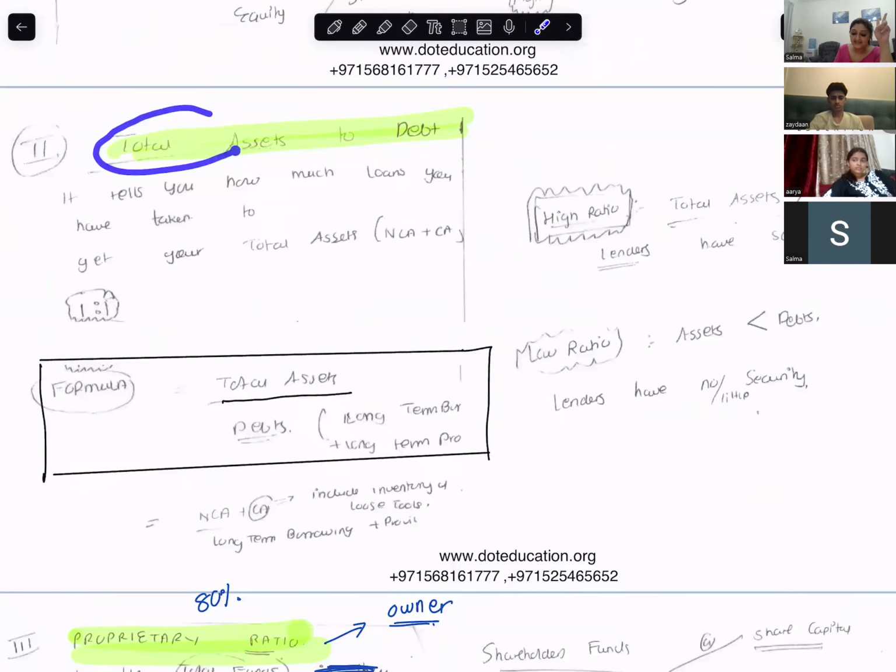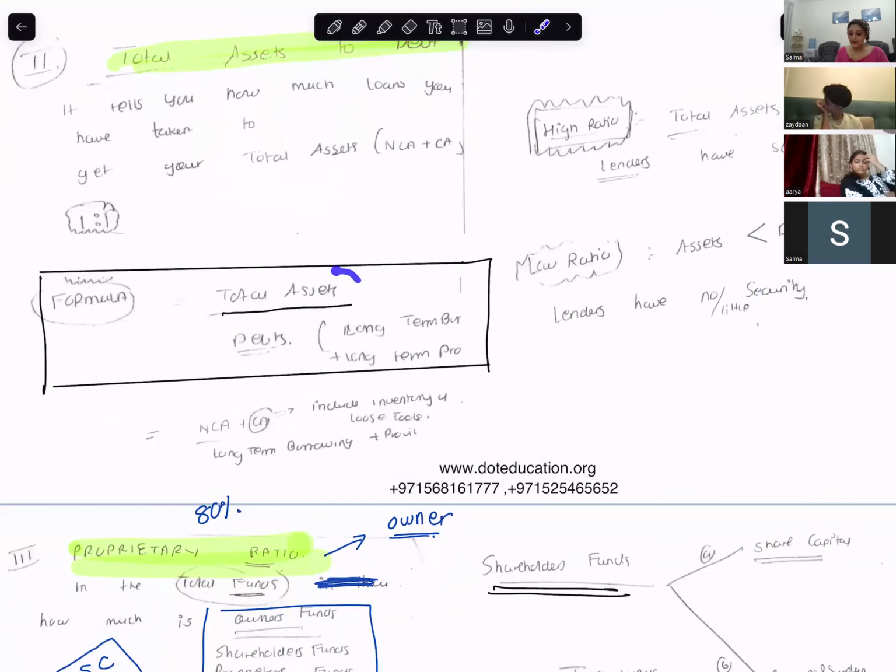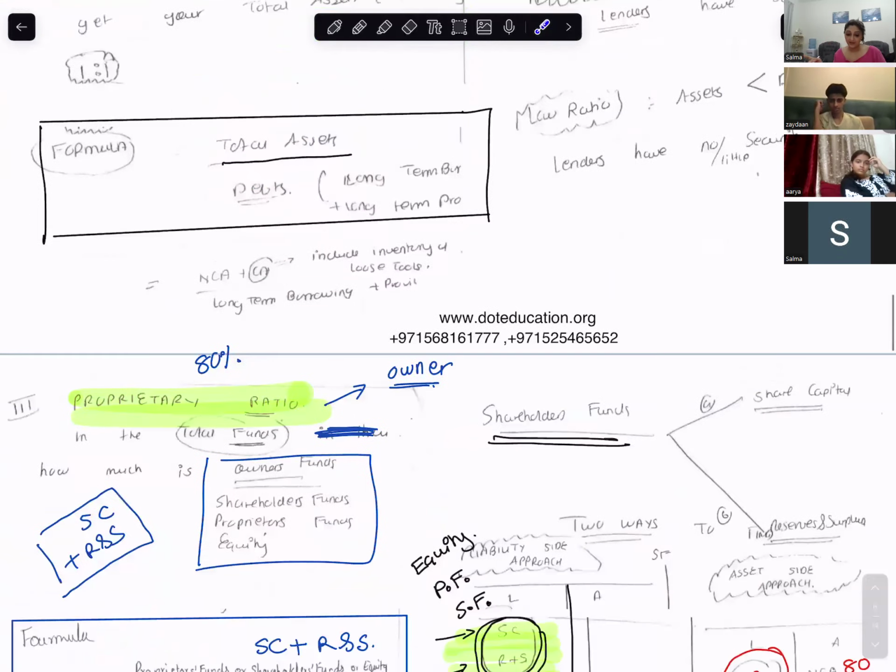Second one was total assets to debt. It tells you how much of your total assets is financed by your debt. To buy your total assets, how much debt you have taken. Formula for this is total assets over your total debt. If you have a high ratio, lenders have security, your assets are more. If you have a low ratio, your assets are less, lenders do not have a lot of security. Total assets are your non-current assets plus your current assets.